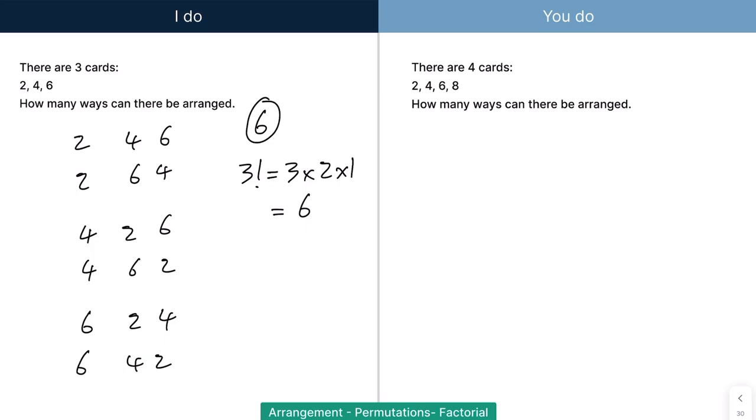So, again, hopefully you've pressed pause and had a go at the example on the right. Now, you can list them out, but it's just quicker if we just use the factorial. So there's 4 cards, so we can just do 4 factorial, and you will see this on your calculator, by the way. That is a symbol on your calculator. And then that just becomes 4 times 3 times 2 times 1. Now, we know that 4 times 3 is 12, and 12 times 2 is 24. So there's 24 possible ways we can rearrange this.